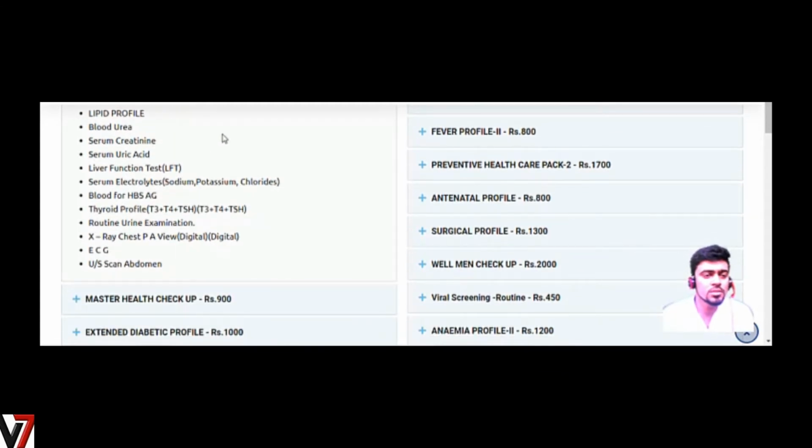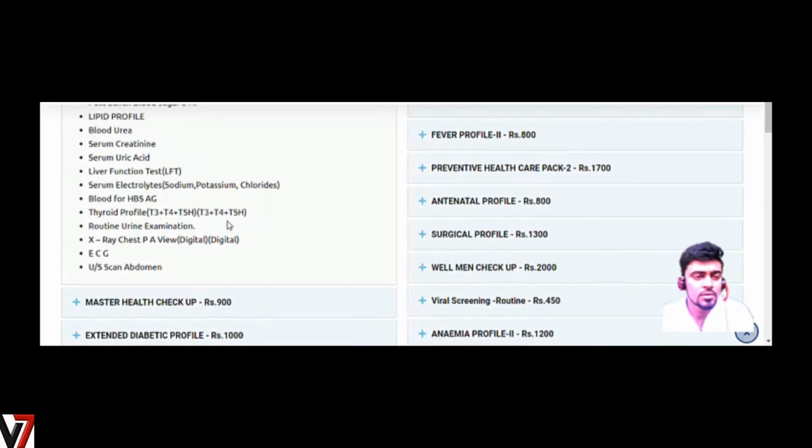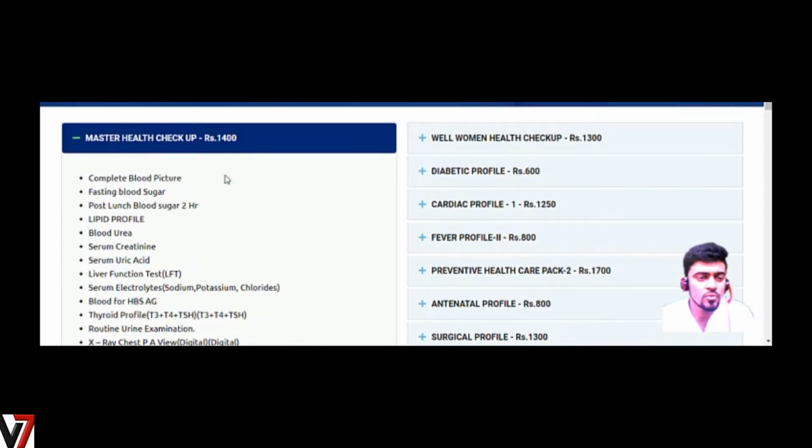Serum electrolytes means electrolytes in our blood, like sodium, potassium, chloride, and blood for hepatitis B antigen test, and thyroid stimulating hormone tests T3, T4, TSH, and routine urine examination, which is related to jaundice, and chest X-ray posterior anterior view, which is a digital X-ray, and electrocardiogram, which is related to the heart, and ultrasound scan of the total abdomen. So here the master health checkup they are providing for 1400 rupees.